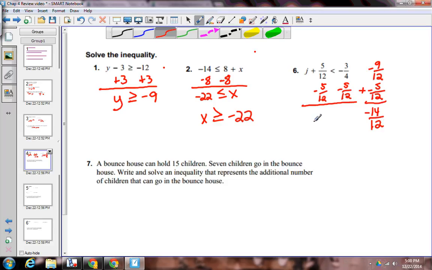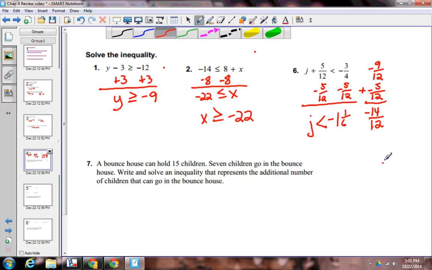On the left, though, we have j, and we're going to bring down our symbol, less than, and we're going to rewrite negative 14/12 as negative 1 and 1/6. And we are done. Okay, on number 7, we had to write and solve from the word problem.